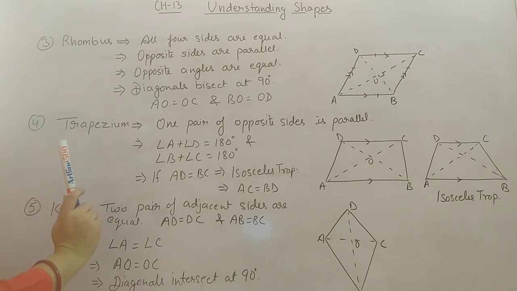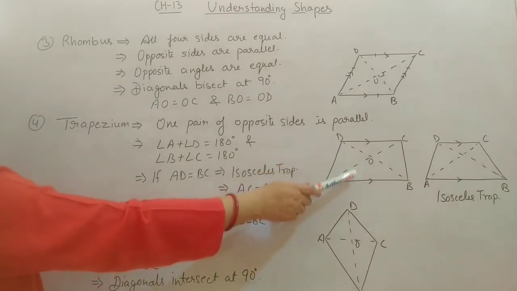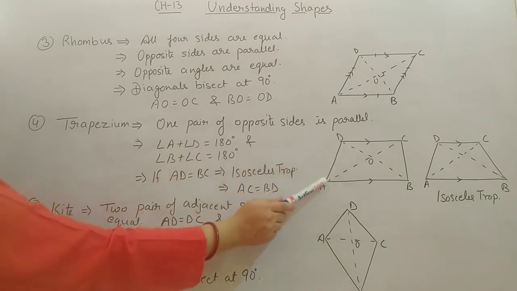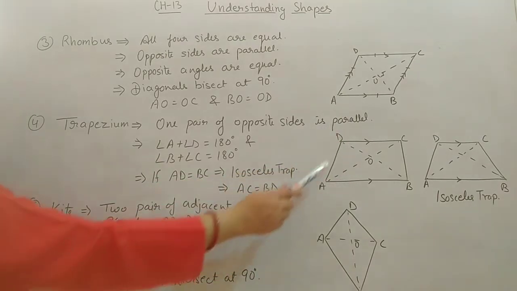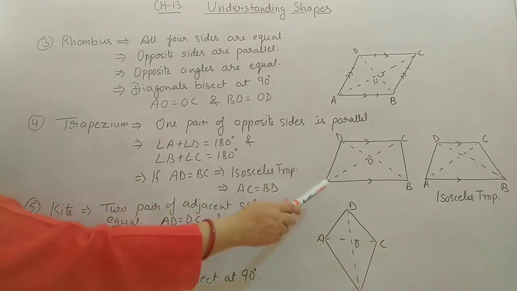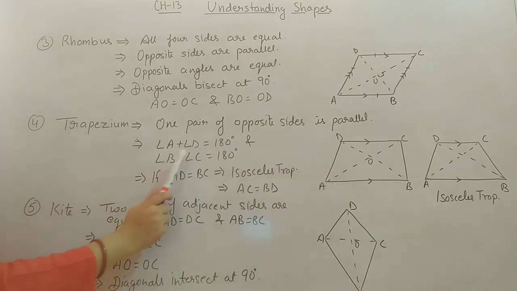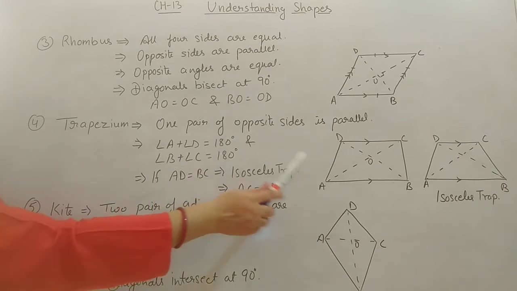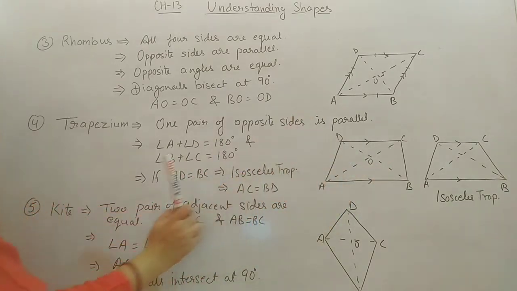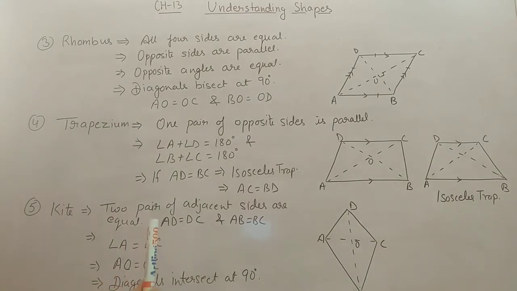Fourth figure we have is the trapezium. In a trapezium only one pair of lines will be parallel. Only AB and DC are parallel. This AD and CB are not parallel here. Then we can use the parallel line property. These two are co-interior angles, so the sum of these two angles will be 180 degrees. Same thing we can do for B and C also, so B and C also will sum to 180 degrees.